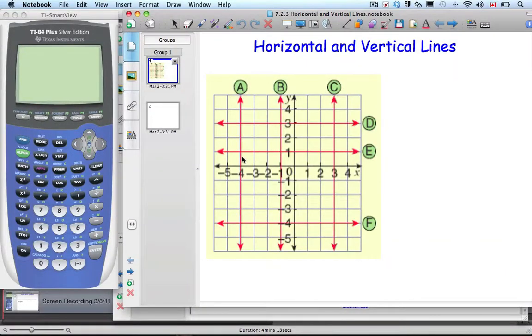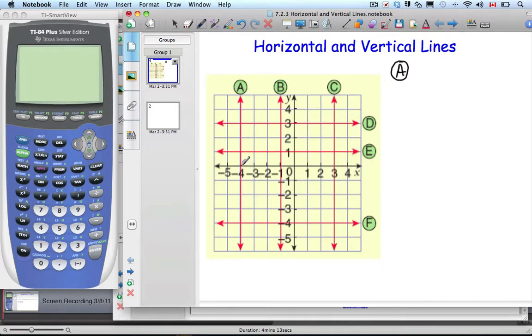And Mrs. Flynn. We're here to talk again about graphing, and we're going to talk more specifically about horizontal and vertical lines. So let's go ahead and evaluate vertical line A. If we all look at A, what do we notice about A? It's a vertical line. Okay, and is it horizontal? Okay, you said vertical.